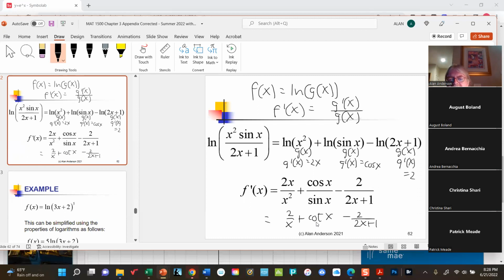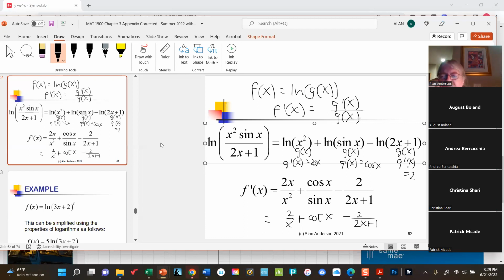Okay. So you can see, though, rather than running off and trying to take this pretty messy g of x, x squared sine x over 2x plus 1, we could have done it, but it would have probably taken a lot longer. This way, you can just break it up into 3 manageable pieces, and then you can apply the rule, f of x equals log g of x. The derivative is simply g prime of x over g of x.